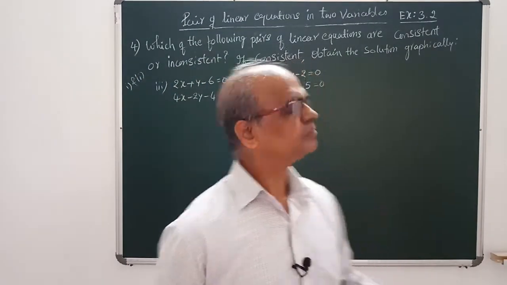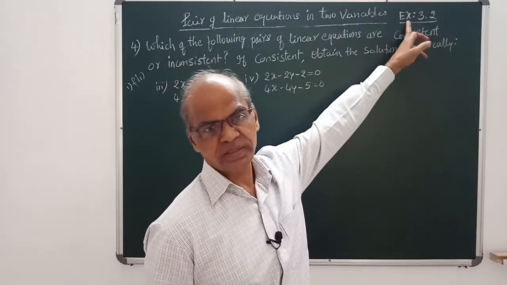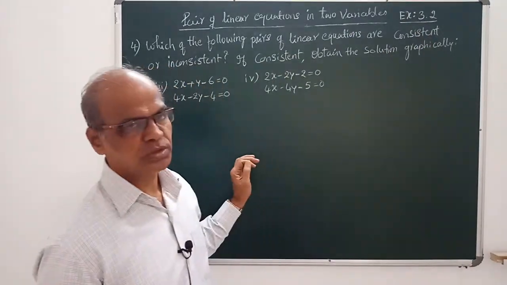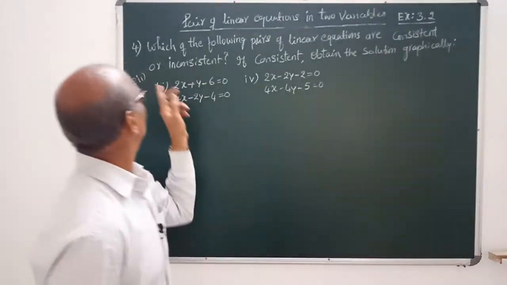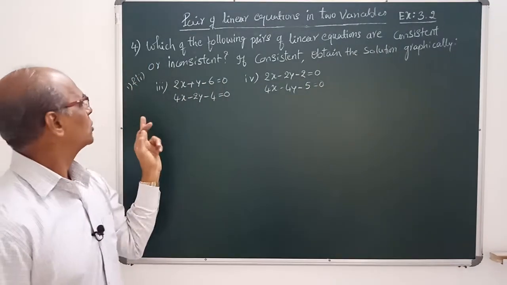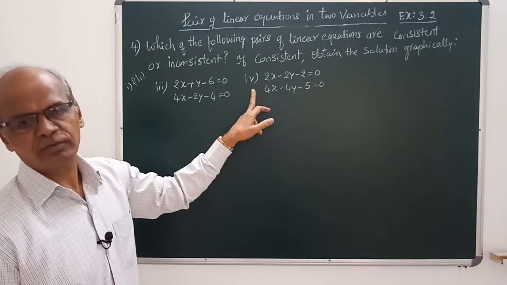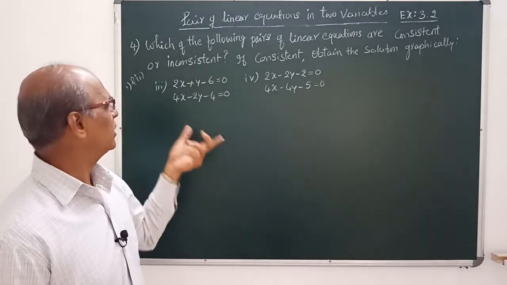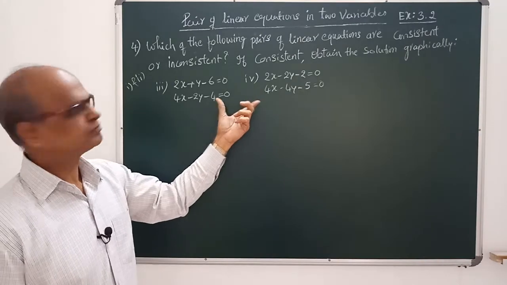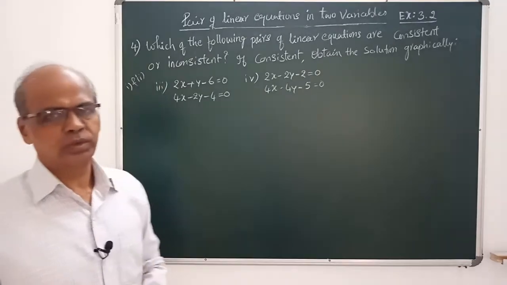See, this is the continuation of exercise 3.2, the fourth main. Now, this fourth main consists of four sums: 1, 2, 3, and 4. Out of which, what I felt is, the third and fourth I will do. First and second you have to do it, right?